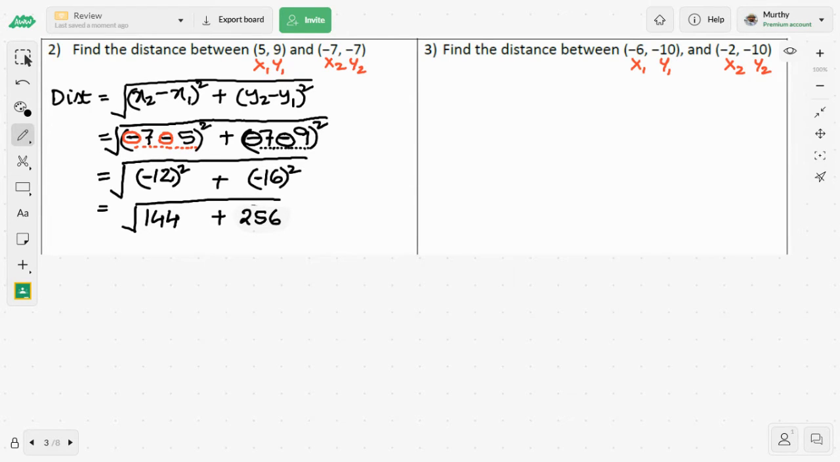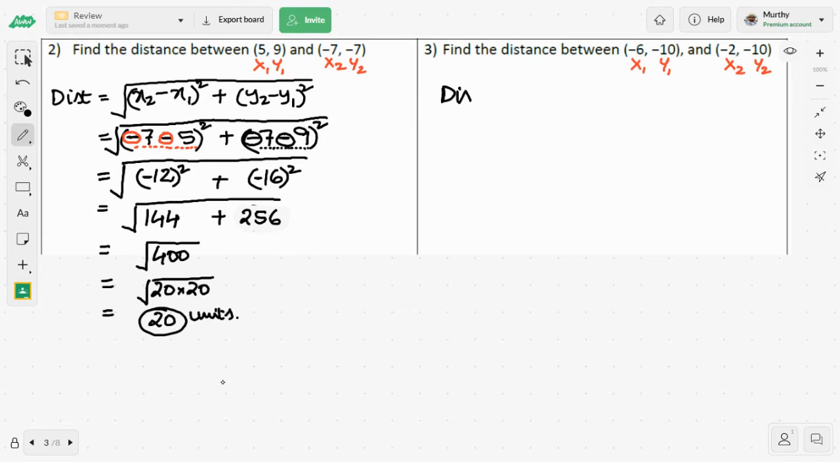Now, let's add 256 plus 144, that gives you 400, square root of 400. You can use a calculator, or else I am writing 20 times 20, that gives me 400. So square root of 20 times 20, the answer is 20. Therefore the distance between these 2 points is 20 units. It's pretty easy. You may check with your answer, and whoever got 20 as the answer for your question, that's the right thing. Okay, so let's go to the next question.